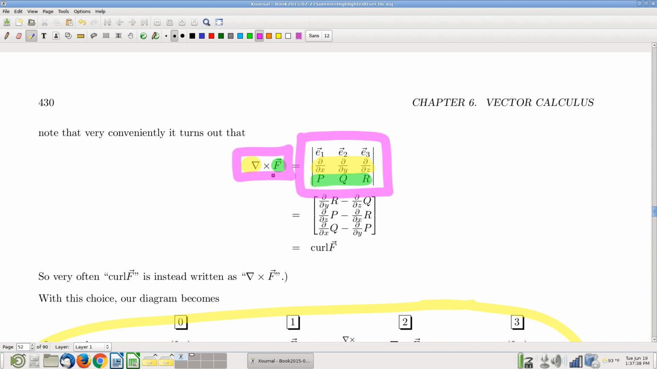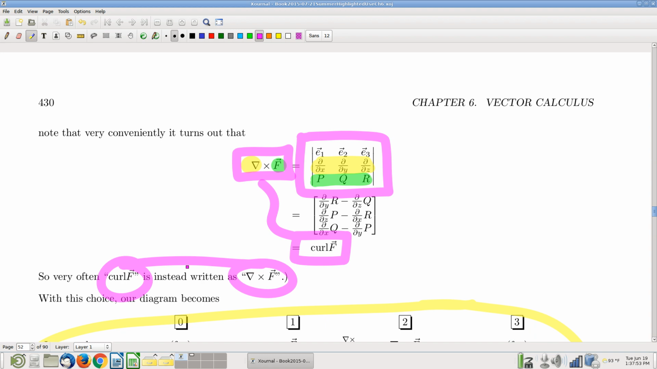Just turns out that way. So this is an alternative notation for curl, very, very common. People use this all the time. Curl is alternatively written as del cross f. I really like this notation.